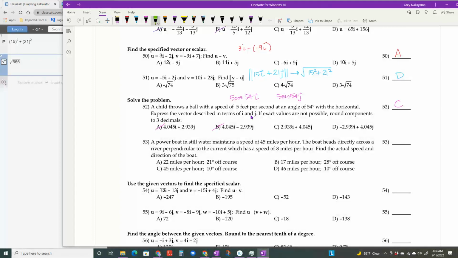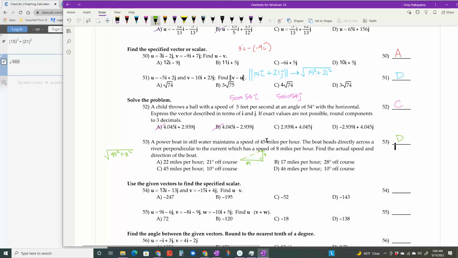Power boat in the water. Okay, so this guy, y'all, the power boat's going in the water maintaining a speed of 45 miles per hour. Boom. Okay, 45. The boat heads directly across the river perpendicular to a current. Perpendicular. Keyword. That's 8. Perpendicular. Find the actual speed of the boat. Okay, so the speed is going to be the square root of 45 squared plus 8 squared. Okay, 45 squared plus 8 squared gives me 46 miles per hour. So my answer is D.